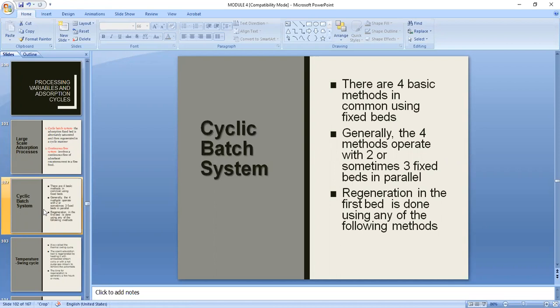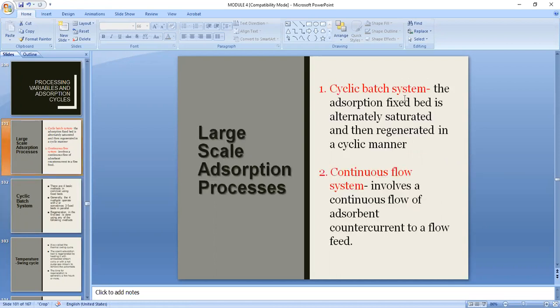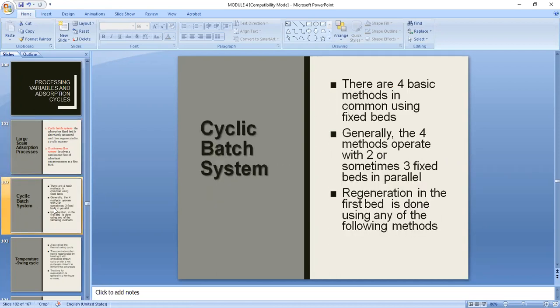Now we go to the cyclic batch system, the one that is mentioned here. There are 4 basic methods commonly used in fixed beds. Generally, the 4 methods operate with 2 or 3 fixed beds in parallel. Regeneration in the first bed is done using any of the following methods.